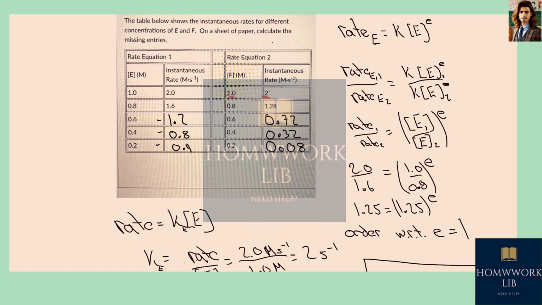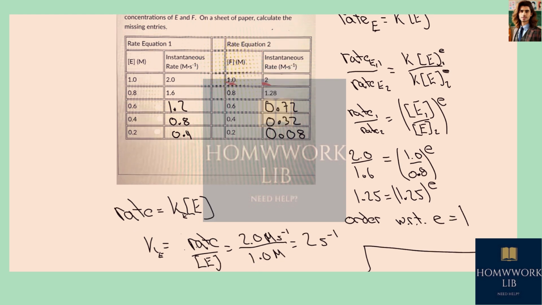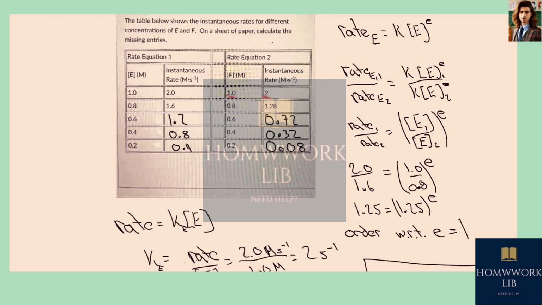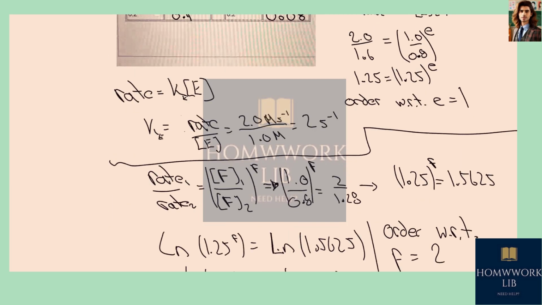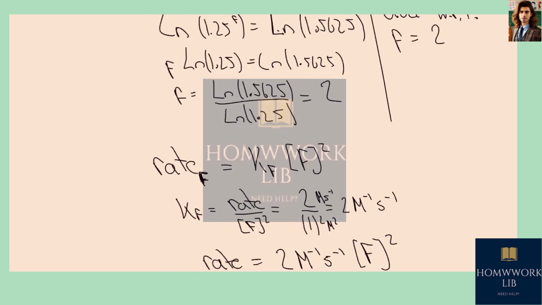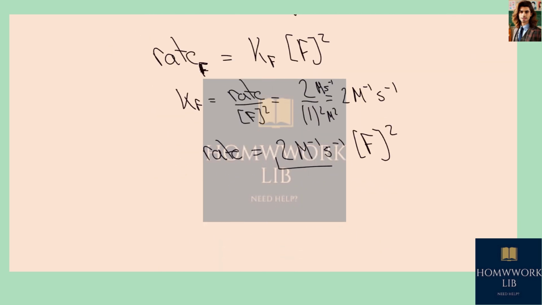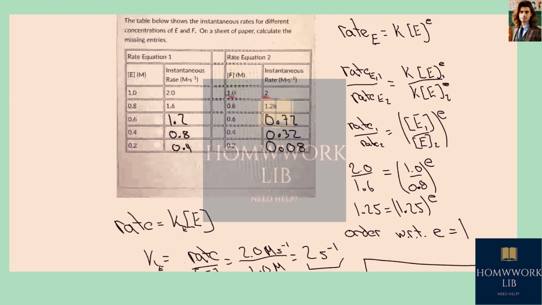Just as a small recap, remember that the first thing that we need to do is find the order of the reaction with respect to the reagent. For E, the order was equal to 1. For F, the order was equal to 2. Calculate the value for the rate constant. In this case, for the first one it is 2 seconds to the minus 1. For the second one, it is going to be 2 molar to the minus 1, second to the minus 1. And just employ the order of the reaction to raise the concentrations to the appropriate exponent. So that would be all.